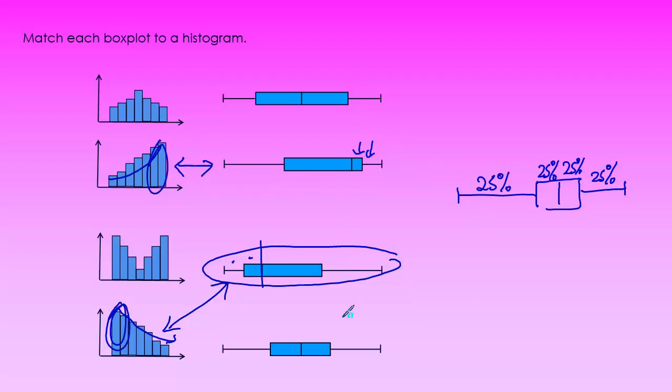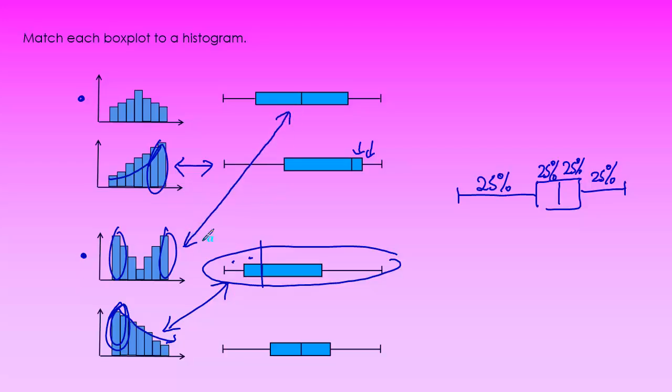Now the other two are symmetric. So we have to make a distinction between this one and this one. Now if we look at this one, the data is more towards the ends. So we're going to expect the middle of the box plot to be more spread out.